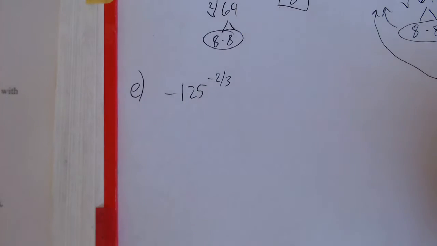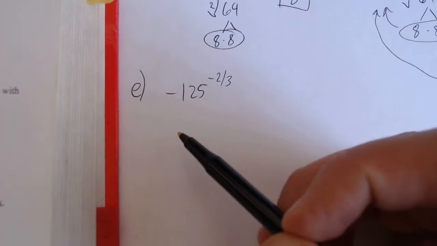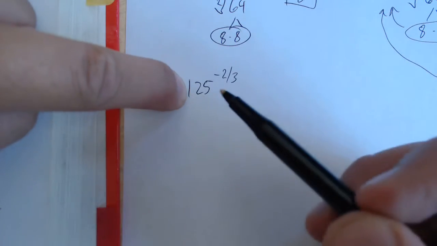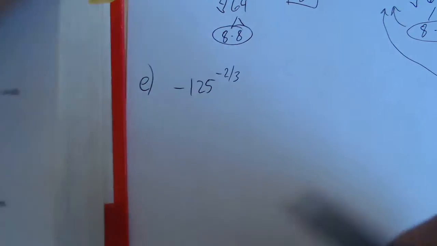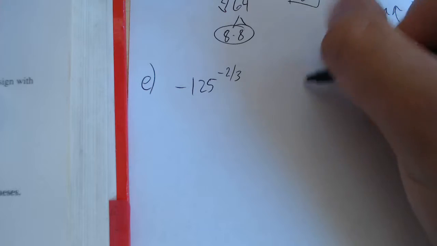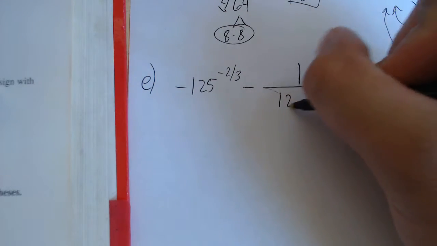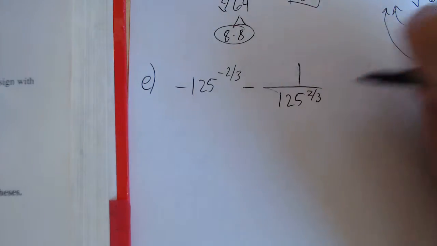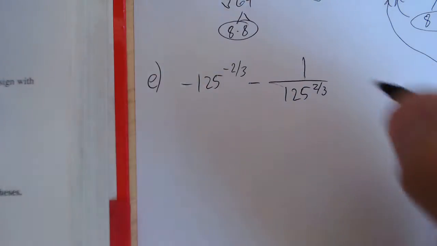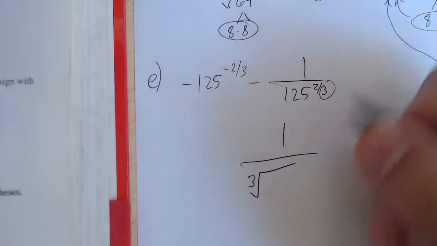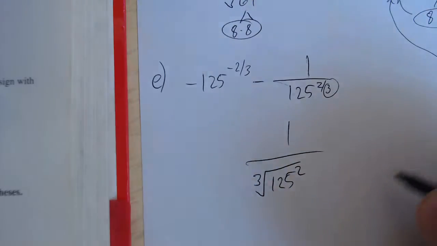Last one. We have negative 125 to the negative 2/3 exponent. The cool thing about this negative is it's not enclosed in parentheses, so we don't have to worry about it. We can just put our finger over it or work the problem without the negative and then make sure we apply it at the very end. So first, we'll turn this into a positive exponent: negative 1 over 125 to the positive 2/3. And then we're going to do the same thing we did in the last problem. This denominator goes into the radical, so now we've got 1 over the cube root of 125 squared.